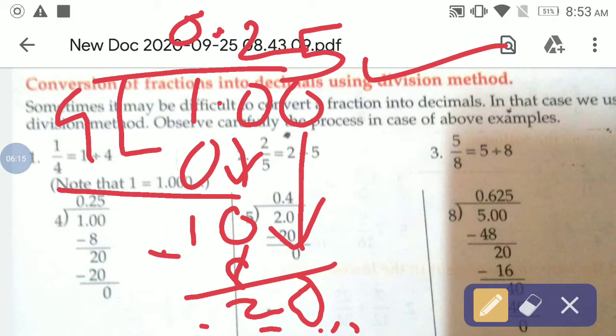Always read the decimal after the decimal point digit by digit. It is not twenty-five. It will always be zero point two five. Read the digits separately.